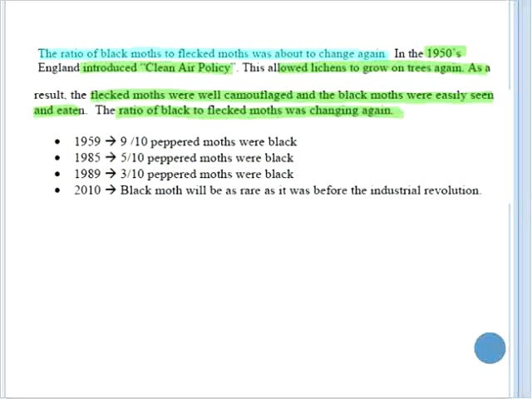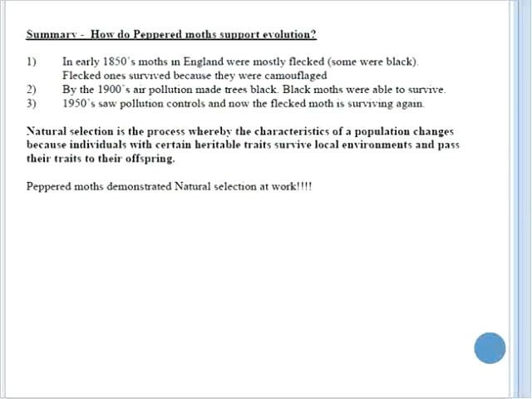In 1959, 9 of 10 were black. In 1985, 5 of 10 were black. In 1989, 3 of 10. And by the year 2010, the black moth will be as rare as it was before the Industrial Revolution, as it is presently now. Very much an insignificant portion of the population. This was done through natural selection, which we'll talk much more about as the unit progresses.